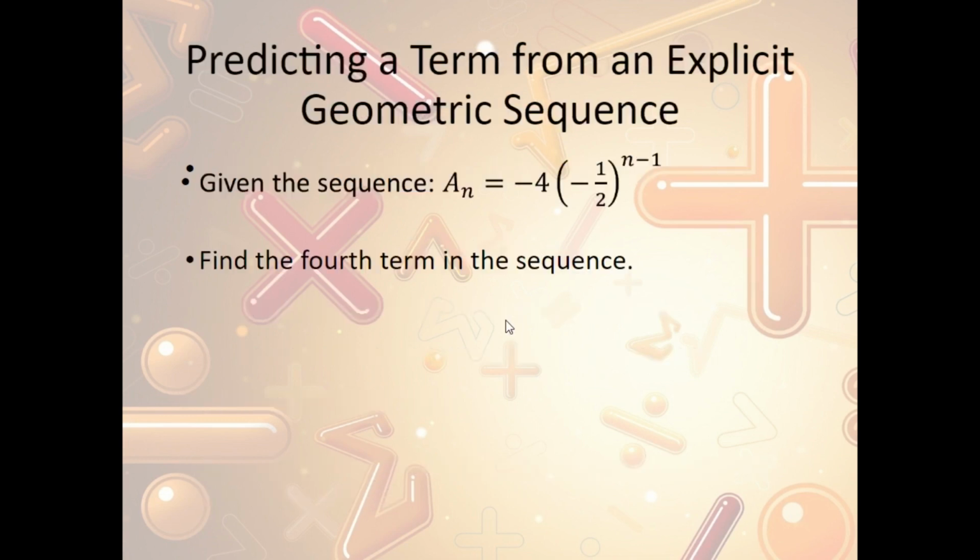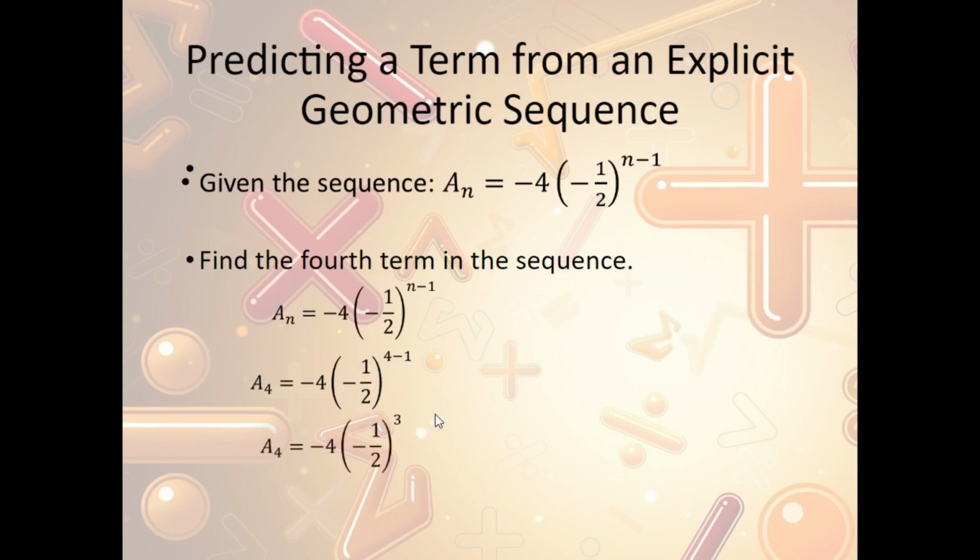So if we look at this one, we have a_n is equal to 4 times negative 1/2 to the n minus 1. And we want the fourth term. So we start here, and we're going to plug in 4 for n. And we get negative 1/2 to the third power. Well, when we multiply that out, we recognize that negative 1/2 to the third power is equal to negative 1/8. We multiply that by negative 4, and we get positive 1/2. So that would be the term that we're looking at.